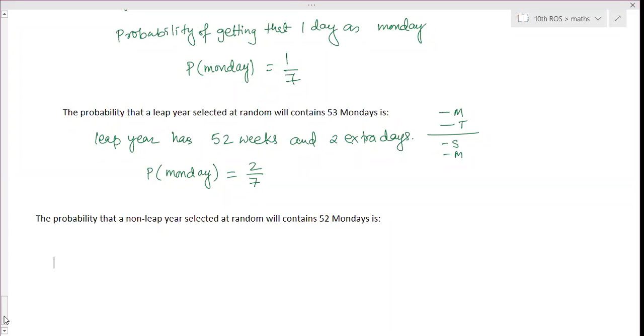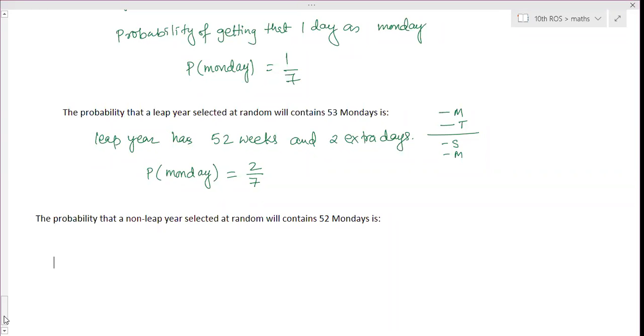The probability that a non-leap year selected at random will contain 52 Mondays. Think. This question is from this year's paper, 2020 they have asked us. The one day can be a Monday, but 52 are already there. But that year should have only 52 Mondays. So what is the probability? I got it: 1 minus 1 by 7, that is 6 by 7. That's right.